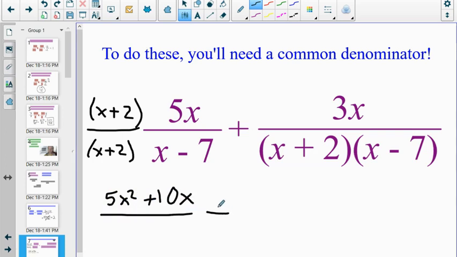In my second fraction, I still have just the 3x. It's still over x plus 2 times x minus 7.